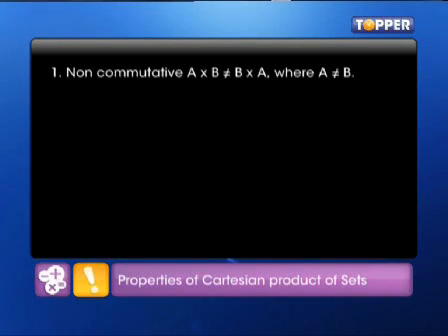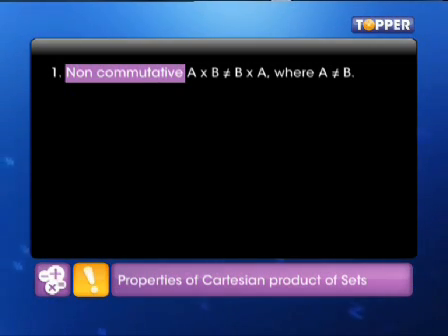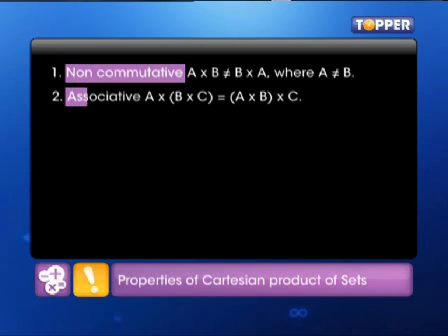Now let's go over the properties of the Cartesian products of sets. The Cartesian product is not commutative. Namely, A cross B is not the same as B cross A unless A and B are equal. It is associative, namely (A cross B) cross C is the same as A cross (B cross C).